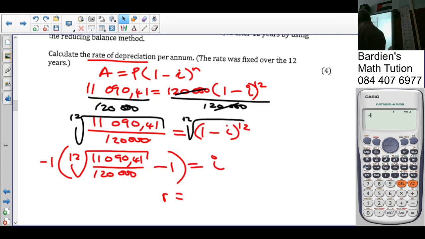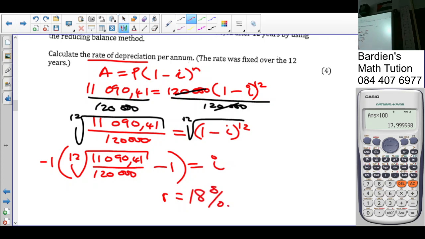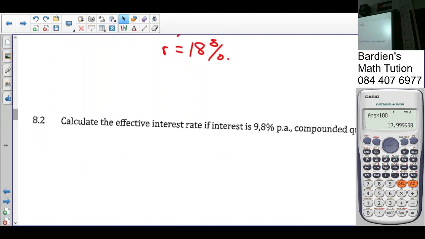So you say negative, open brackets, the 12th root of a fraction, 11,090 rand and 41 cents over 120,000, minus 1. Then we multiply it by 100. So how much percent is that? 18%. Okay, so it's a reducing balance rate of 18%.